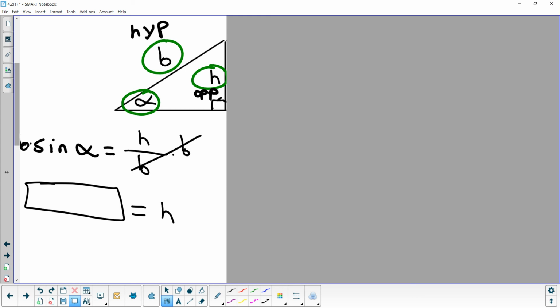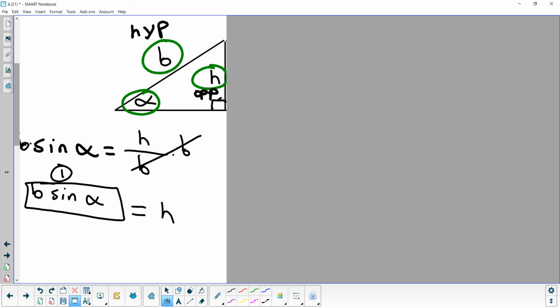And times B. And now we have B sine alpha equals H. Right, so we have a formula to find the height. We'd have to know B and we'd have to know what alpha is, and we'd type it in on the calculator. And I'm just going to call that box 1, so when I refer back to it later, I can just say, look at box 1. Any questions on that?